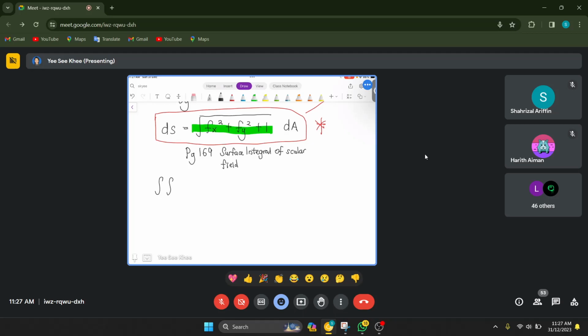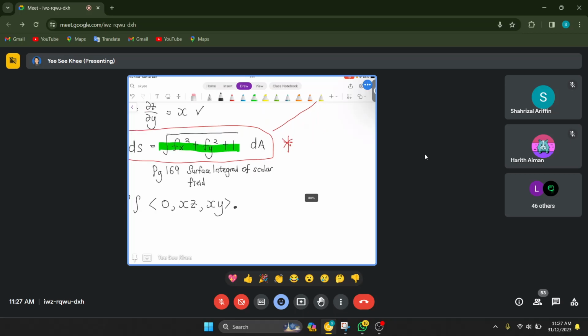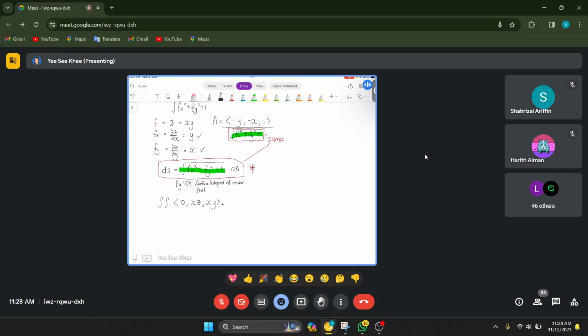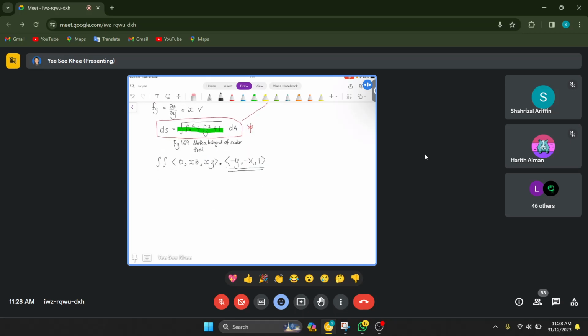So F equals, I'll put this thing like 0, xz, xy. This is my F, and I dot product with the unit vector n over here. So we just copy first: negative y, negative x, 1. I think this thing I will just show you first. Next time I won't show anymore. I just want to let you know that this thing will be cancelled out.